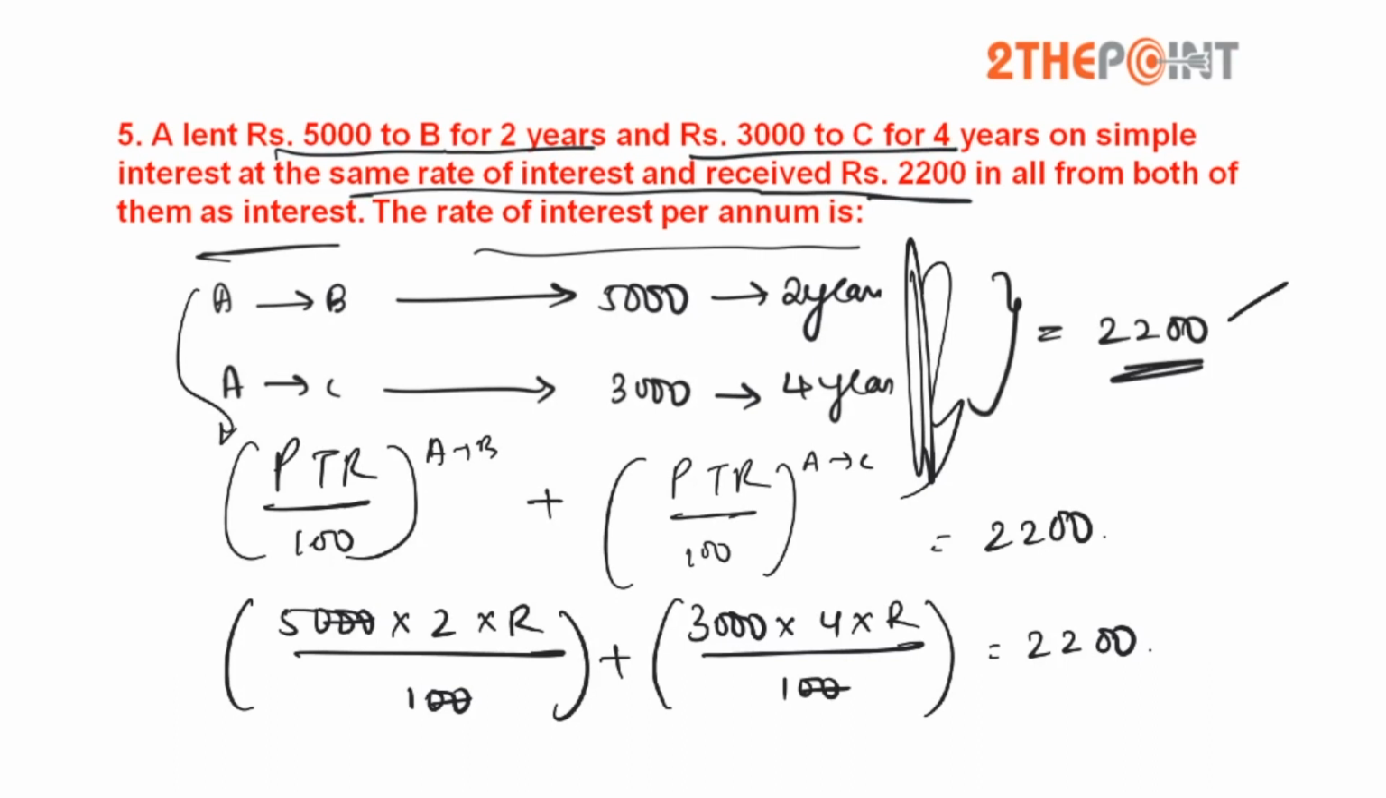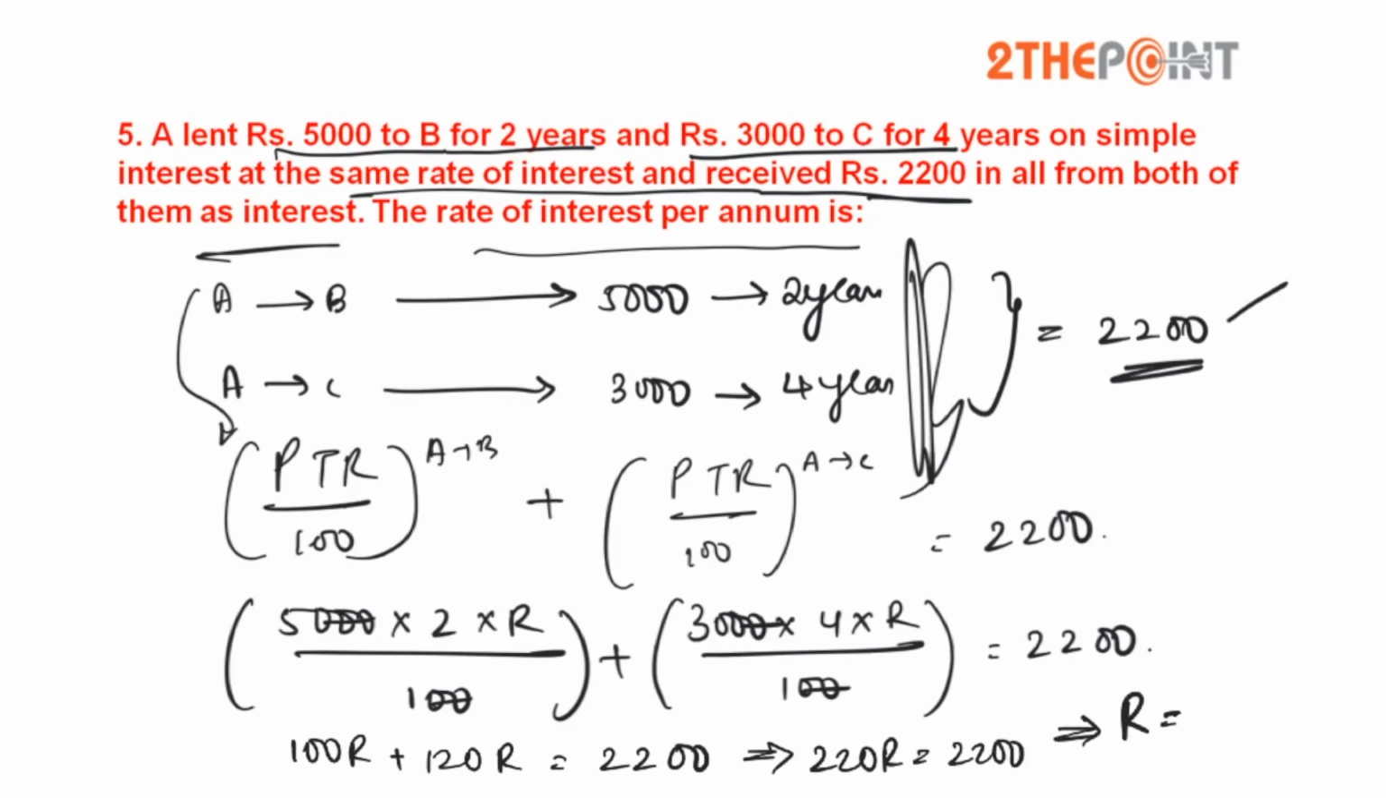All zeros get cancelled. 5 twos are 10, so 100 R plus 30 into 4, that is 120 R, is equal to 2,200, which implies 220 R is equal to 2,200. From this equation we get R is equal to 10%.